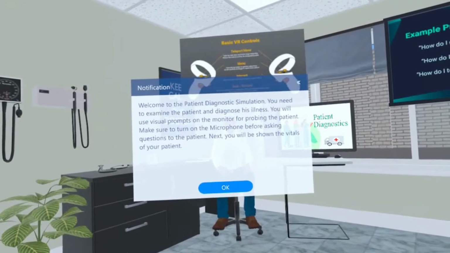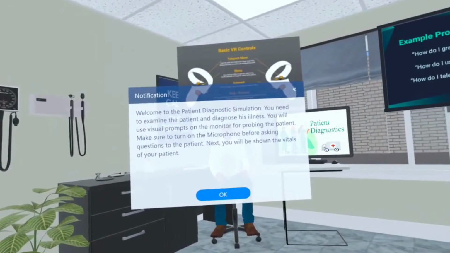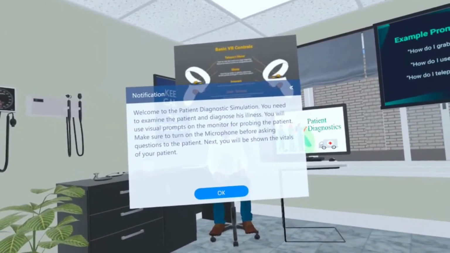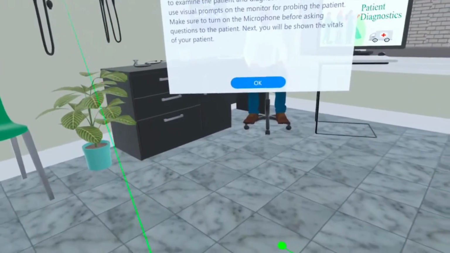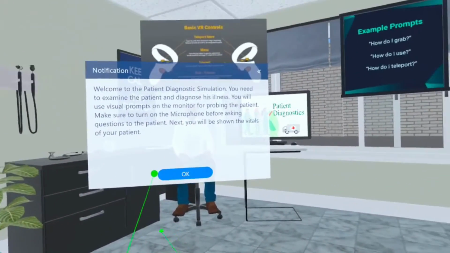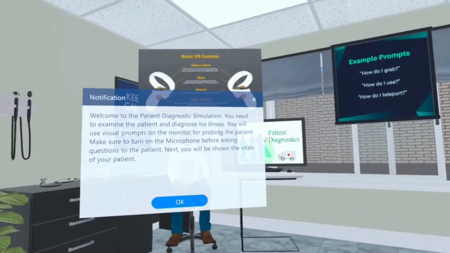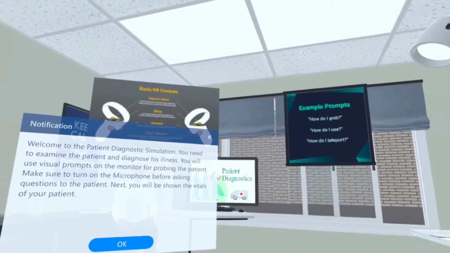Welcome to the patient diagnostic simulation. You need to examine the patient and diagnose his illness. You will use visual prompts on the monitor for probing the patient. Make sure to turn on the microphone before asking questions to the patient.